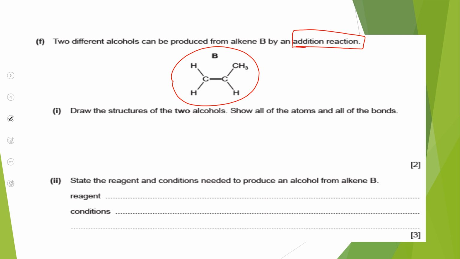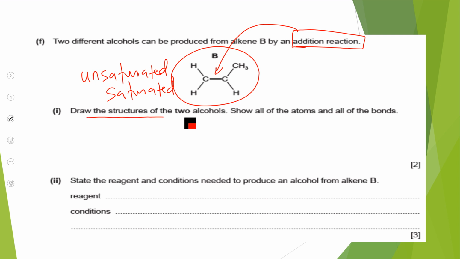In addition reaction, we basically add substances, and those substances act on the double bond to break it. So we are converting an unsaturated substance, which is this alkene, into a saturated one. As soon as we do addition reaction on an alkene, we convert the alkene to an alkane. So the unsaturated nature becomes saturated. We're adding substances to make it become an alcohol.